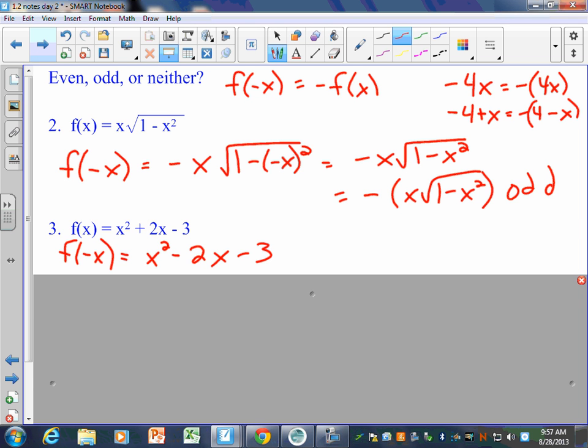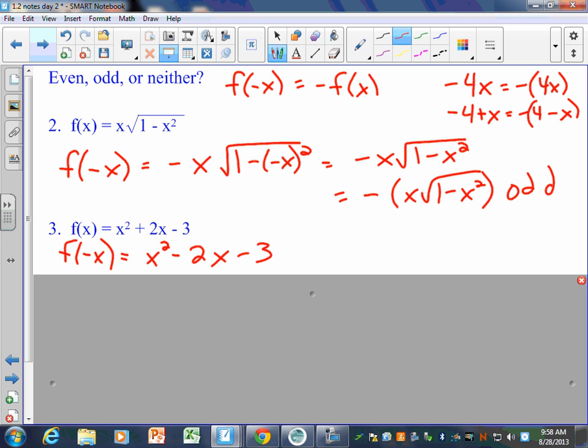Even is if it stayed exactly the same, and it didn't, right? Odd would be if we could factor a negative out front, and then it would be the same. Is it odd on that one? Or another way to think about odd, did every one of these change signs? But another way to think about it.